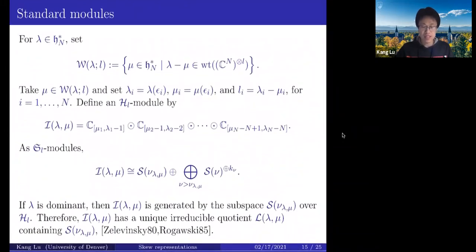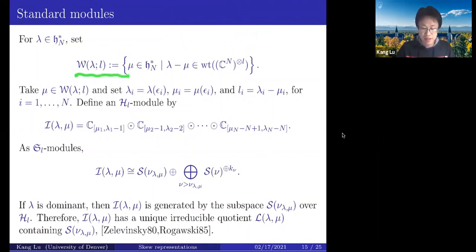Okay, before that, let me introduce some new notation. Lambda is a weight, a weight for GL_N, with capital N. So it has nothing to do with the superalgebra GL(M|N). Okay, this is just another index, capital N.